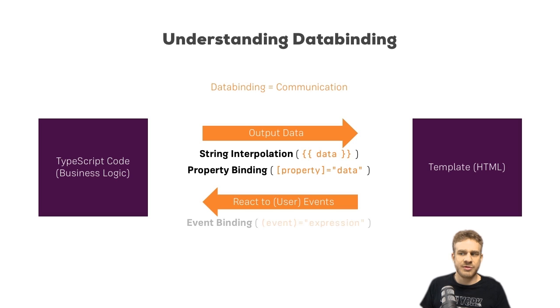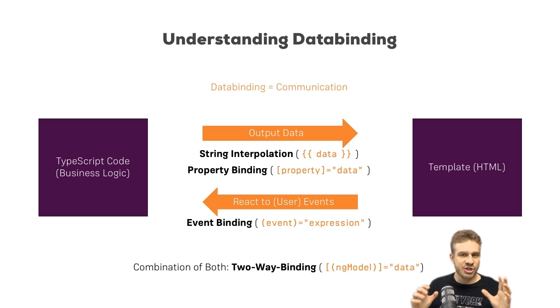We can react to user events with event binding. So we can bind to, for example, a click event to execute some code whenever it occurs. And we also have one additional form of data binding where we combine both directions. Two-way data binding, where we are able to react to events and output something at the same time. Might not be super clear how this works, but that is why we will now have a detailed look at all four forms in the next lectures.